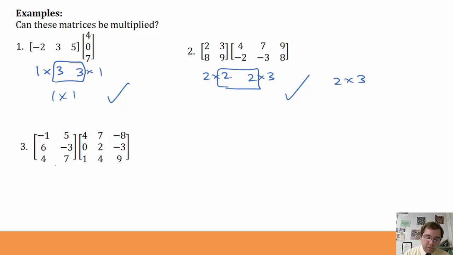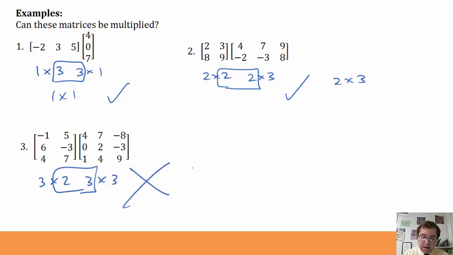What about number 3? I've got a 3 by 2 and then I've got a 3 by 3. Can I do it? No, sir. Those middle numbers are not the same. Cannot do it. Not possible.